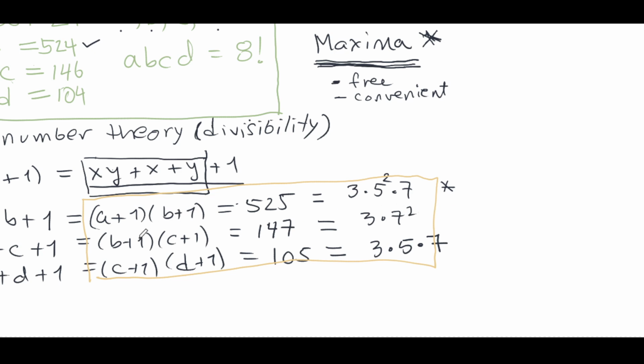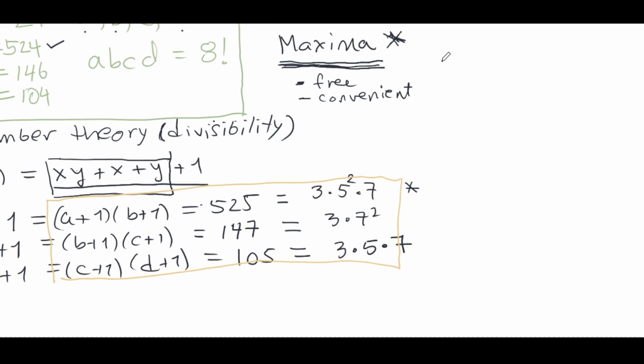So you have B in common here. Okay, so since there's no factor of 5 in C plus 1, there's no factor of 5 in B plus 1. So if there's no factors of 5 in B plus 1, all the factors of 5 must be in A plus 1. You get it? Okay, all right, so let's write this down.